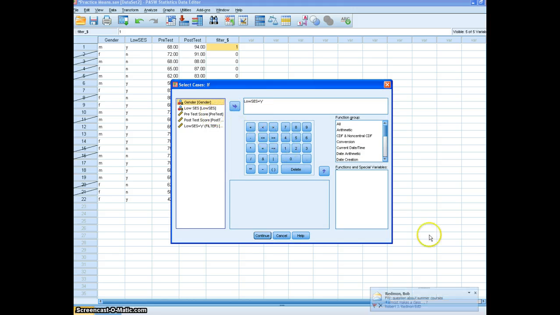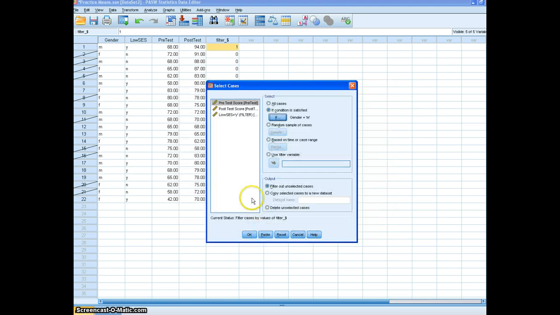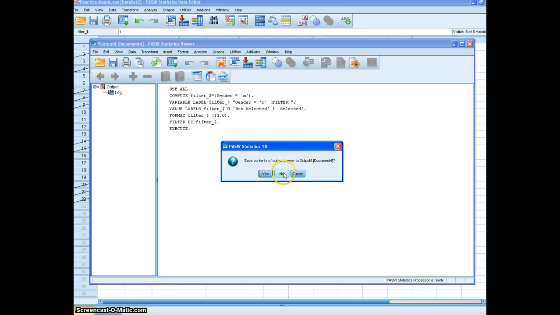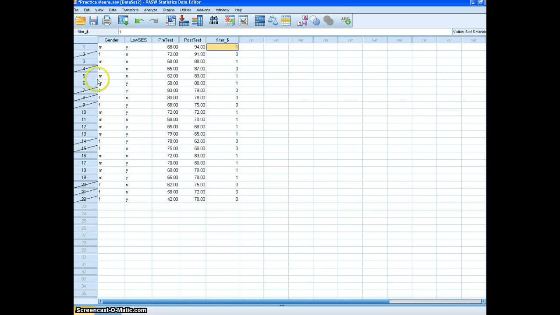do differences exist? So I'm going to move that. I'm going to use gender. If gender equals male, all that switches. Now, I got a different set.